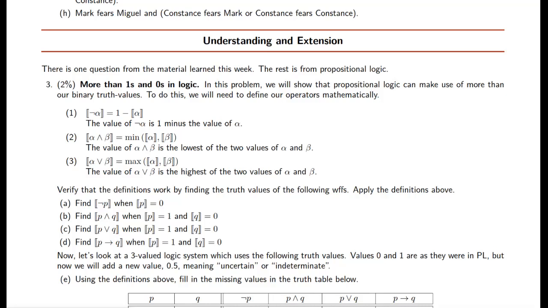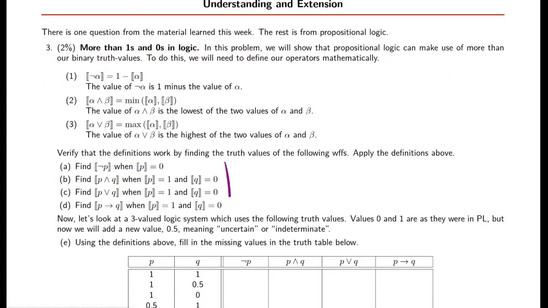So I've given you a system of converting not alpha, alpha and beta, alpha or beta into this system that can do any value. Your job is to read 1, 2, and 3, figure out how that works, and then prove that this works. When it says verify that the definitions work, you just have to plug them into these values. I've given you the English description of how this works. If you're wondering how to show your work, it's just plug it in. It seems like you're not doing much, and you're not really doing that much. If you're thinking, how do I show more work? You just plug them in.